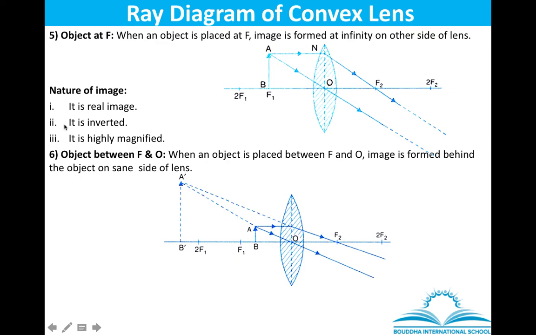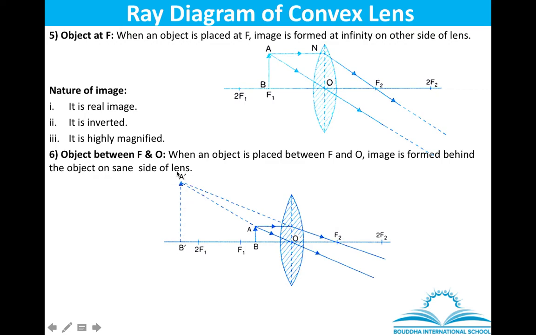The last condition of the convex lens is object between F and O. So you can see, as usual, one ray goes parallel, it will pass through the focus. The other ray goes through the optic center, it passes without bending. As you go on extending, they are diverging. So on this side they are never going to meet. So when you produce them back, they meet here. The point where these produced rays meet, there only the image will form.